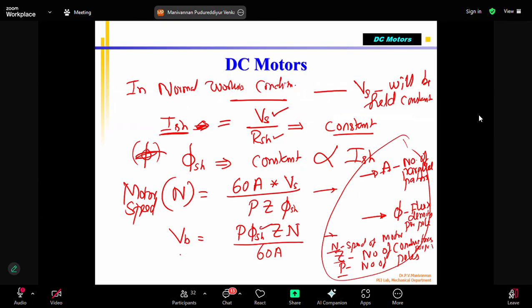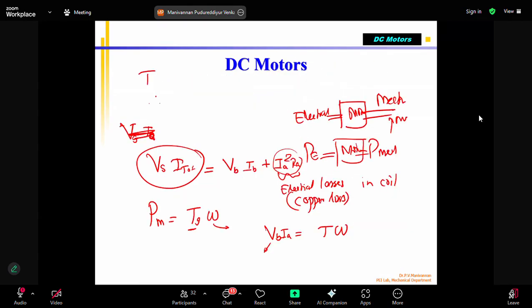Note that in this formula, P is fixed, for example 2 poles or 4 poles. Phi shunt is also fixed, because the coil resistance and the voltage are fixed. Z is fixed, and A, the number of parallel paths, is fixed. 60 is a constant. So I can say that VB is proportional to N, the speed of the motor. When the motor is at rest, VB is 0. As the speed increases, VB increases automatically. That is a very important point to note down.